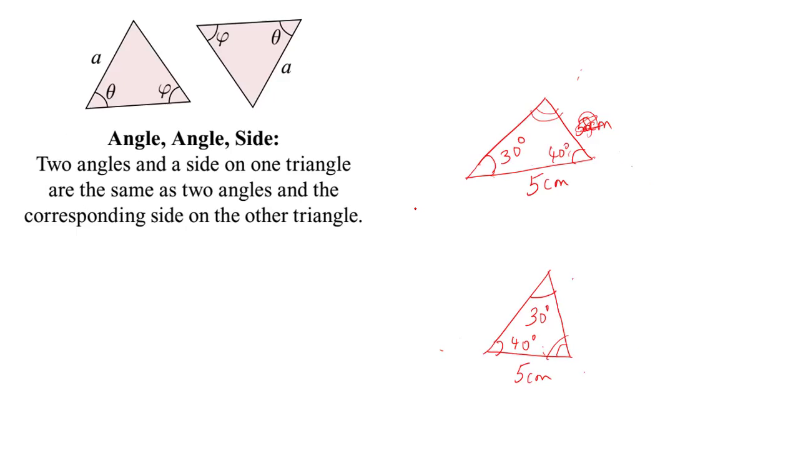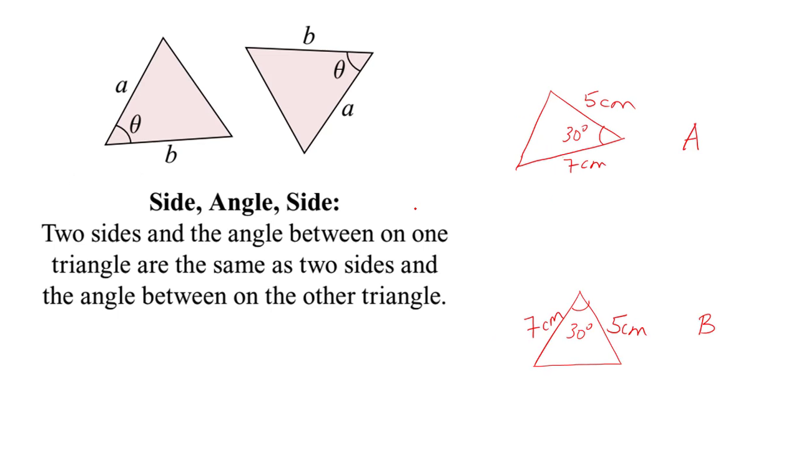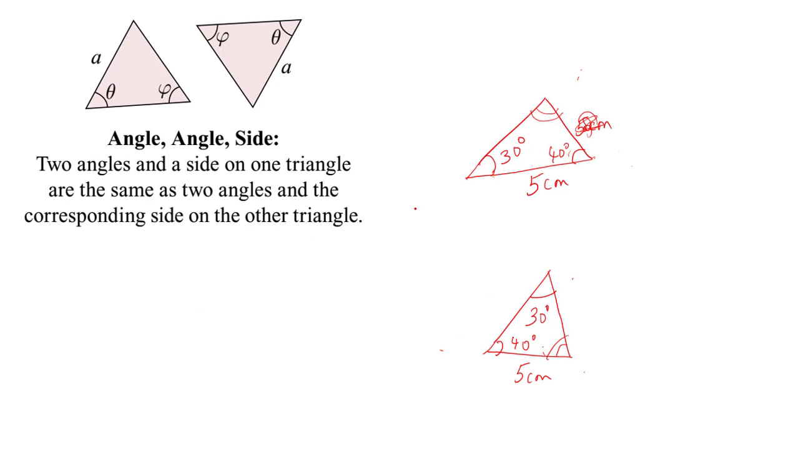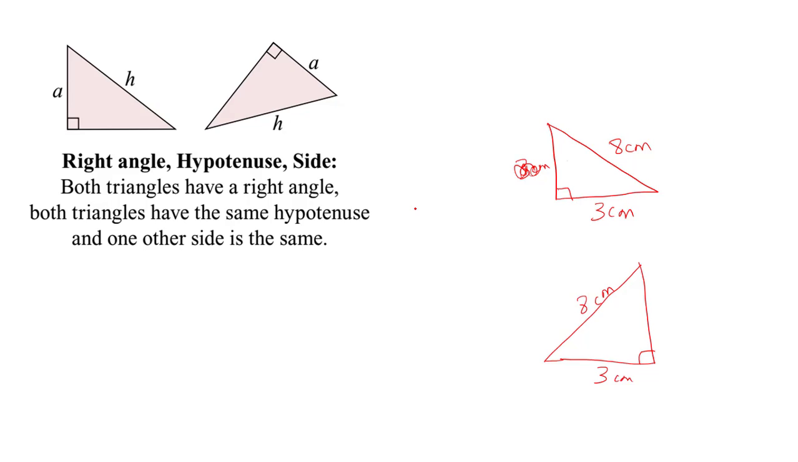Think about the conditions we spoke about. The first one was an angle and the two sides that make it up. The other one was three sides being equal. The other one is that you have two angles with a corresponding side equal. And the last one, you must have a right angle, a hypotenuse, and a side that are the same.